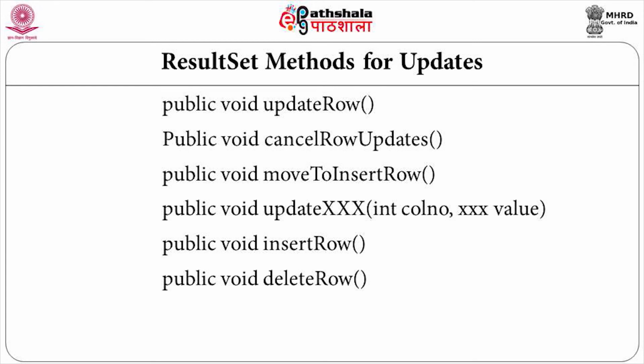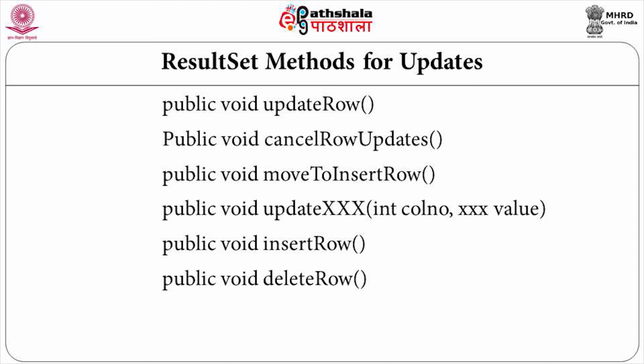Not only inserting the row, it also opens up another blank buffer. So when you say insert row, your row is inserted, but a new blank buffer is also available. So if you are interested in inserting a number of rows, let's say you are interested in inserting 5 rows, you will call the move to insert row method only once. Use the update methods to fill up the row. Use the insert row, that inserts one row. Again, directly use the update methods to set up the second row, and use the insert row again to insert the second row, and so on. So you can have multiple inserts using only once move to insert row.